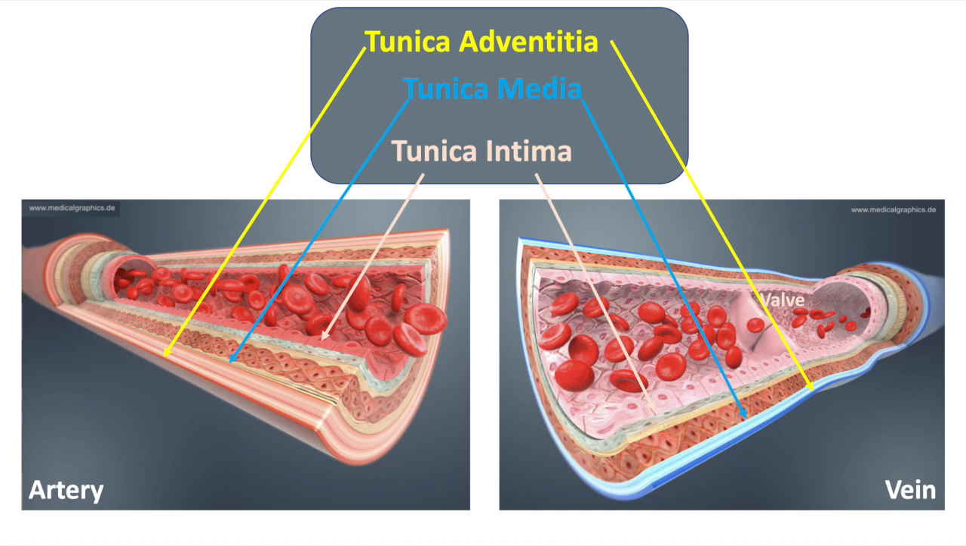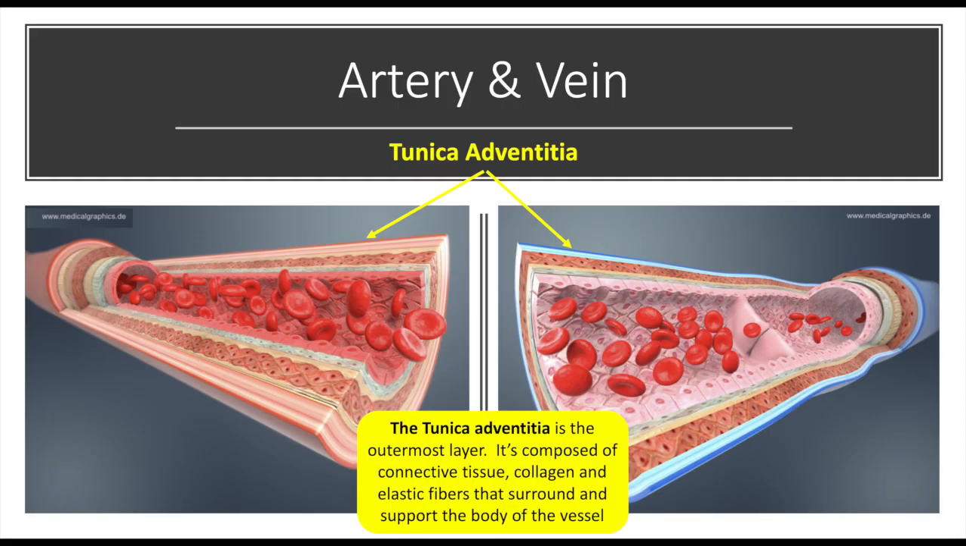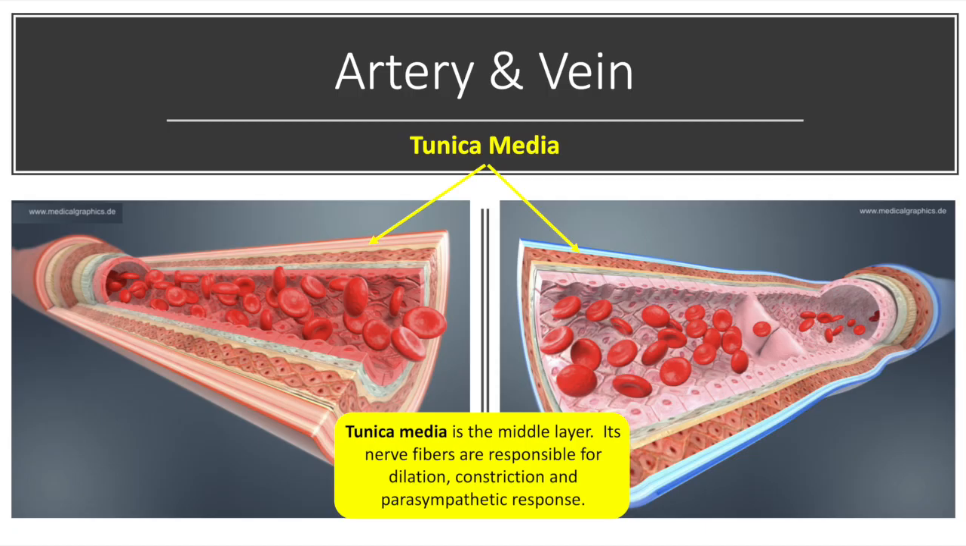Arteries and veins are similar in the fact that they both have three vessel layers. The tunica adventitia is the outermost layer. It's comprised of connective tissue, collagen, and elastic fibers that surround and support the body of the vessel. The tunica media is the middle layer. It has nerve fibers that are responsible for dilation, constriction, and parasympathetic responses.